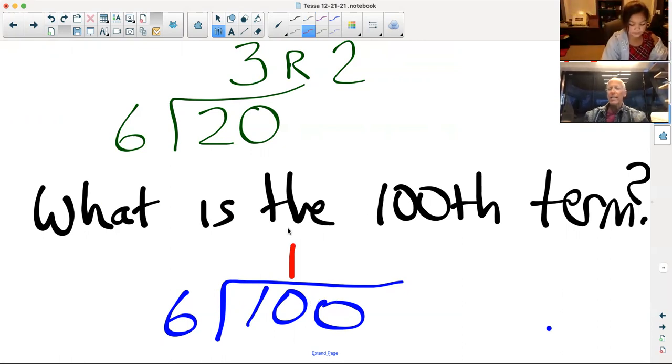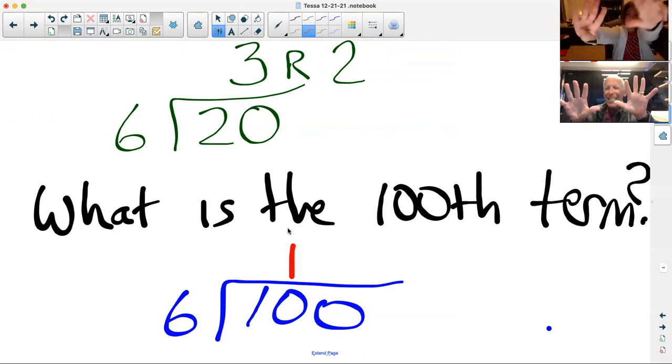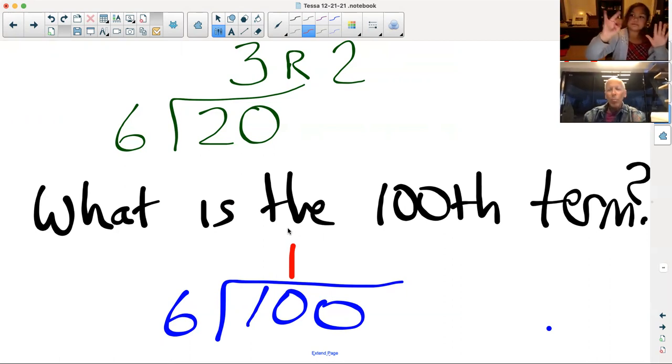So watch this, Tessa. I've got 10 fingers. If I take 6 away, what do I have left? 4. Yep. Now watch this, Tessa. Look where I put the 4. You should be looking up. I put it to the upper left-hand corner of that 0.